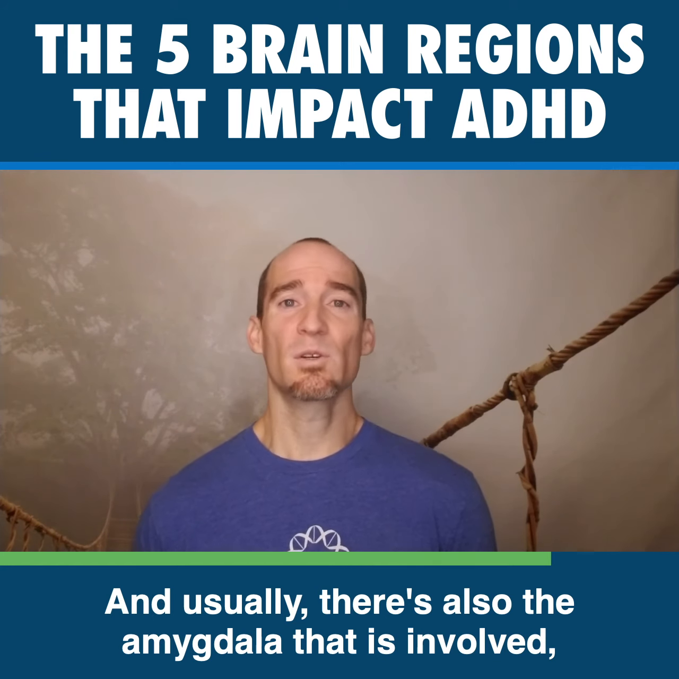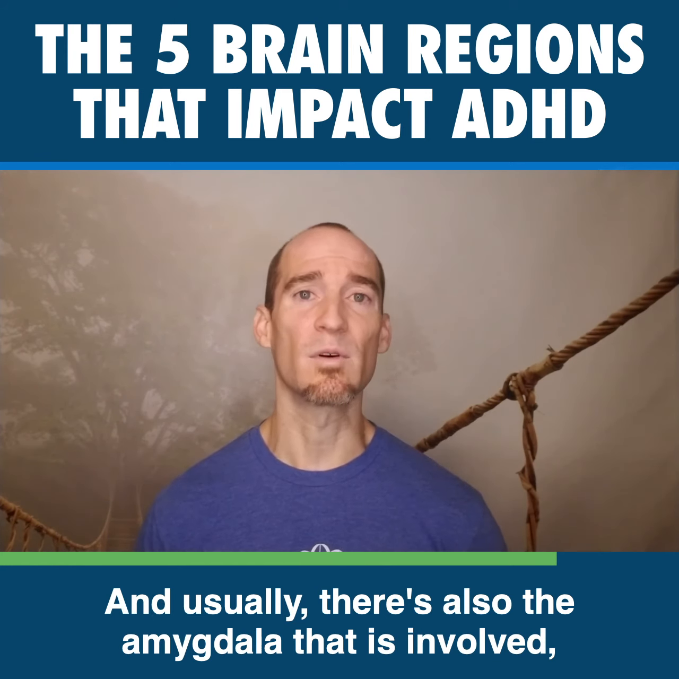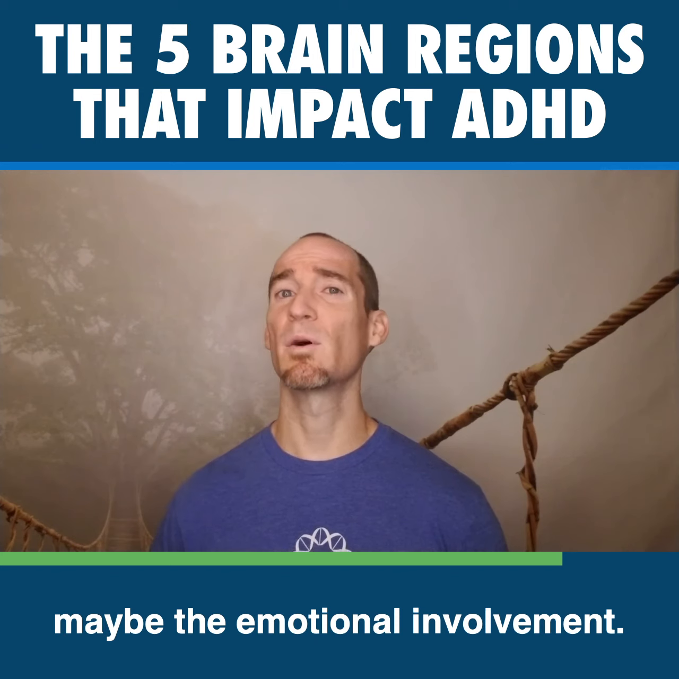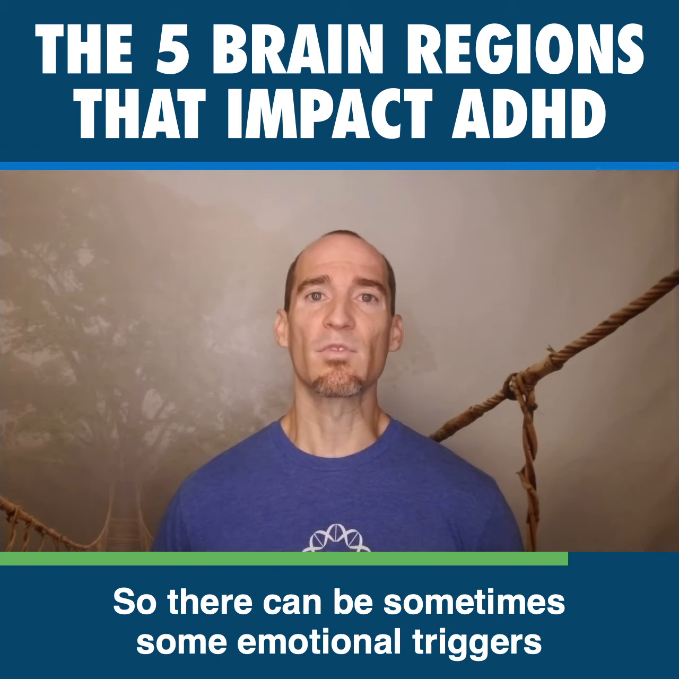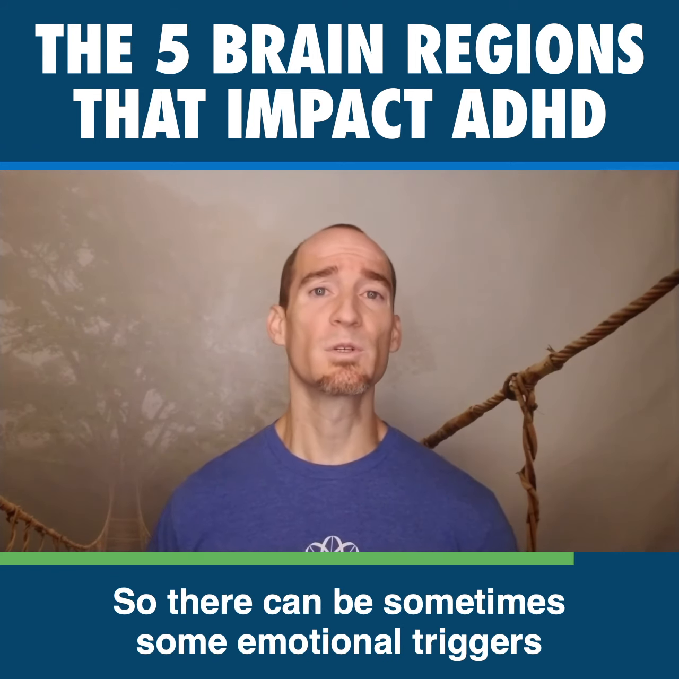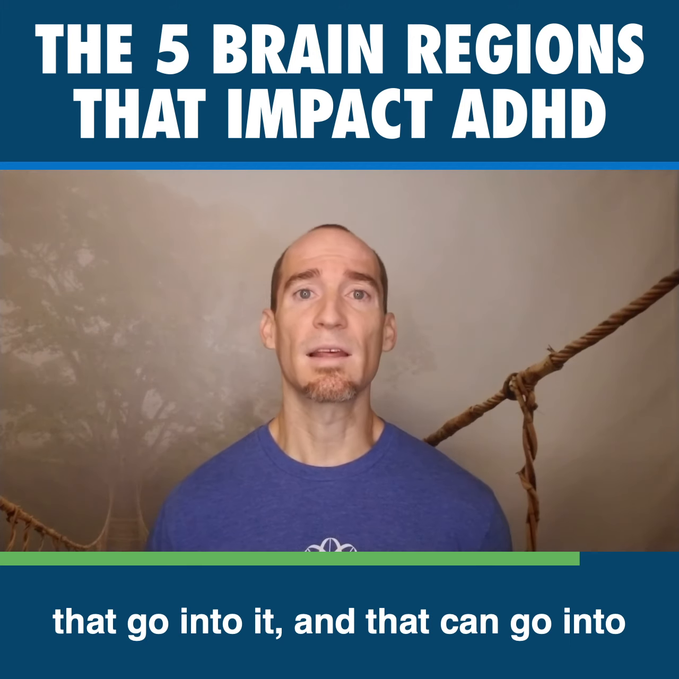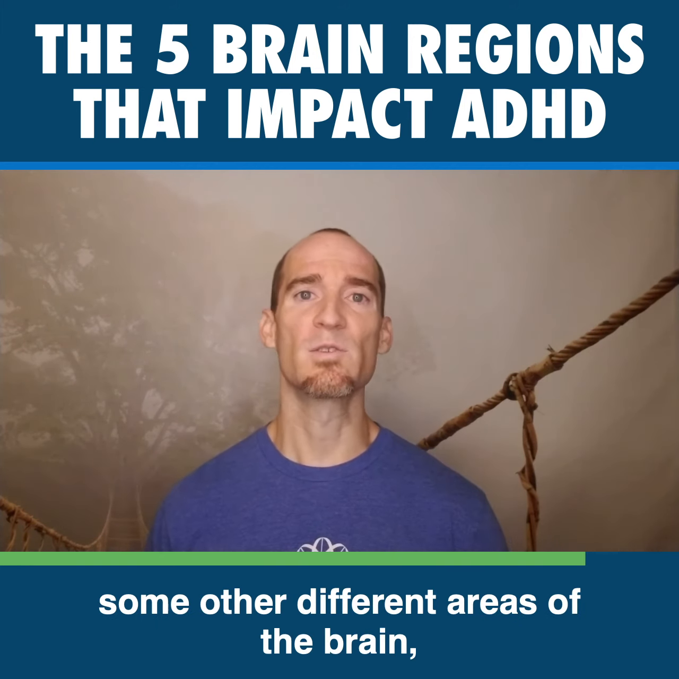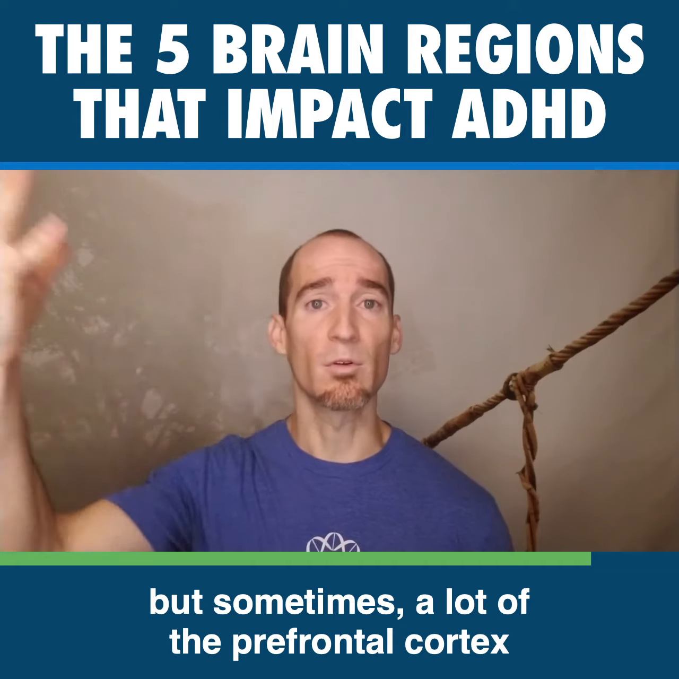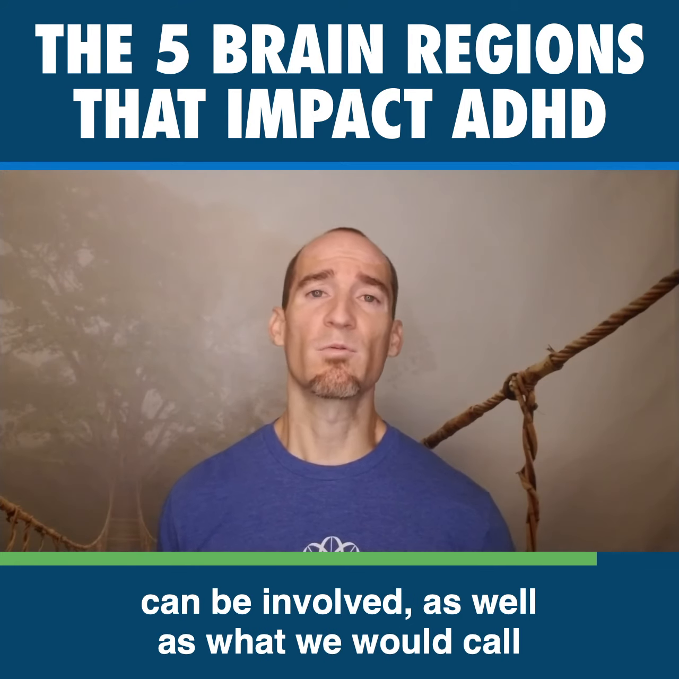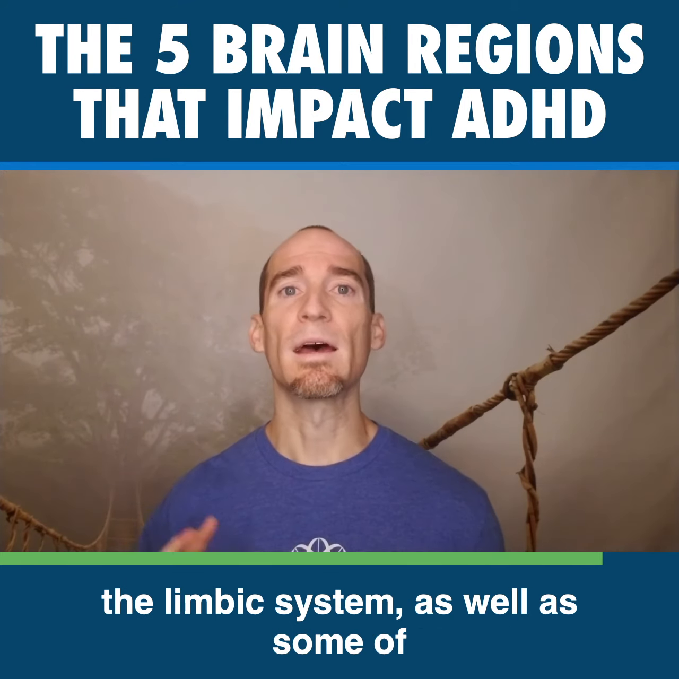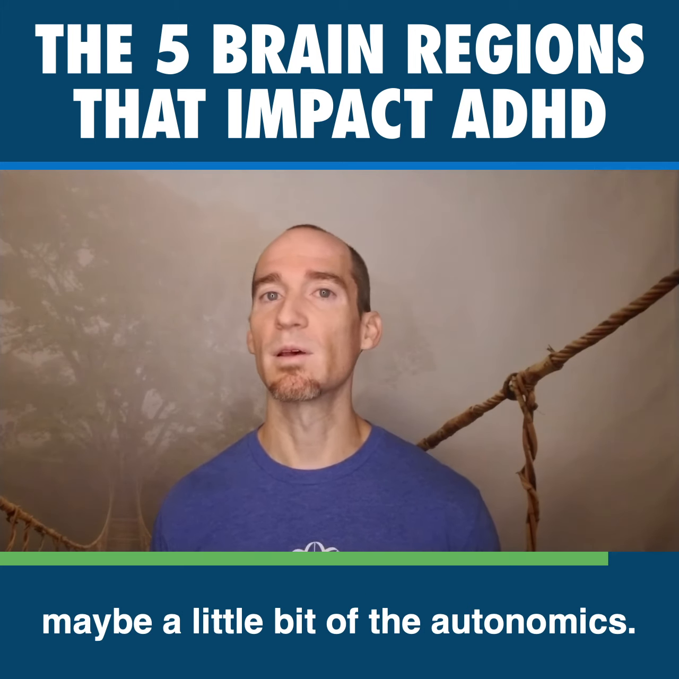Usually the amygdala is also involved, and that's what we think of as the emotional involvement. There can sometimes be emotional triggers that go into it, and that can go into some other areas of the brain. Sometimes the prefrontal cortex can be involved, as well as what we would call the limbic system, and maybe a little bit of the autonomics.